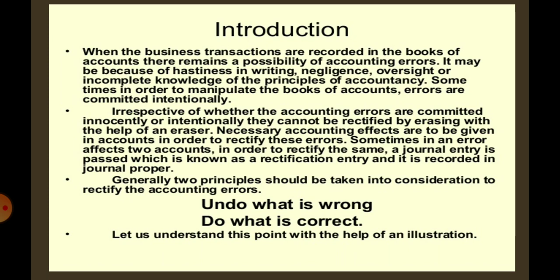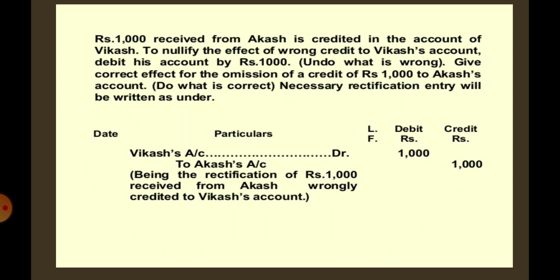Let us understand this point with the help of an illustration. The illustration is: rupees 1000 received from Akash is credited in the account of Vikas. To nullify the effect of wrong credit to the Vikas account, debit his account by 1000, undo what is wrong, and give the correct effect of the omission of credit, that is Akash, do what is correct.